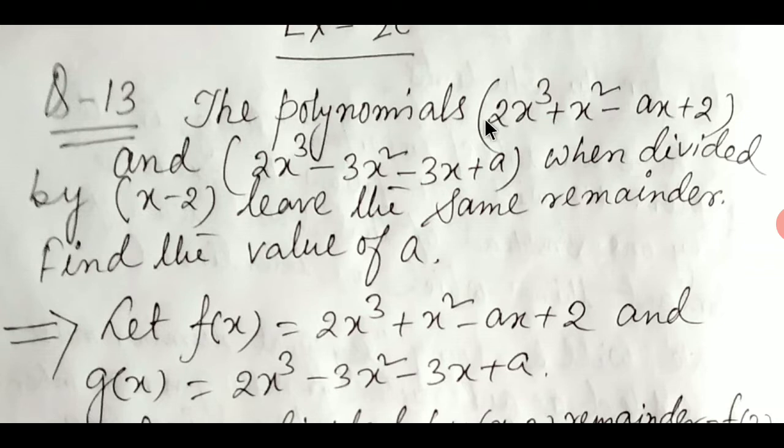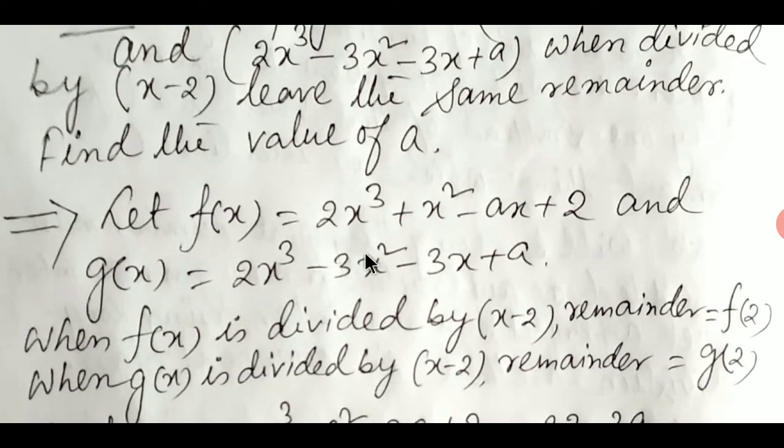The polynomials 2x cube plus x square minus ax plus 2 and 2x cube minus 3x square minus 3x plus a, when divided by x minus 2, leave the same remainder. Then you have to find out the value of a. Look, here a is unknown other than x. What is given? f(x) equal to this one and g(x) equal to this one.